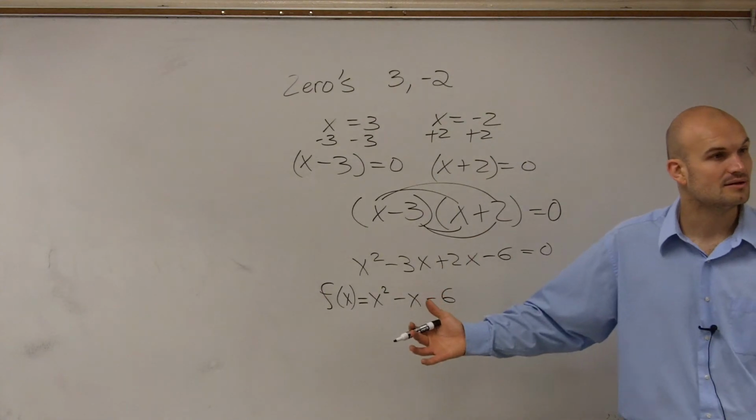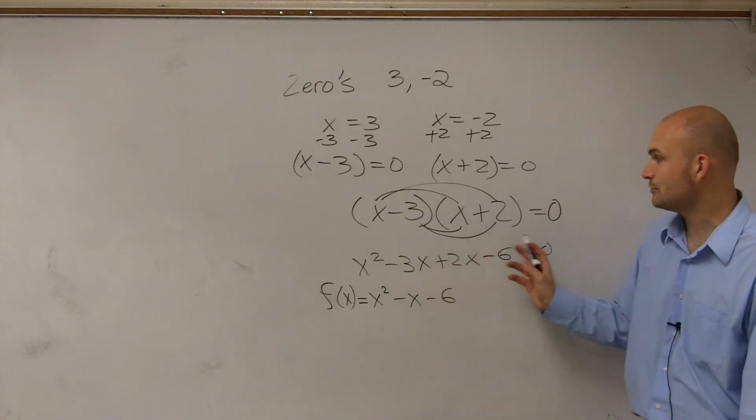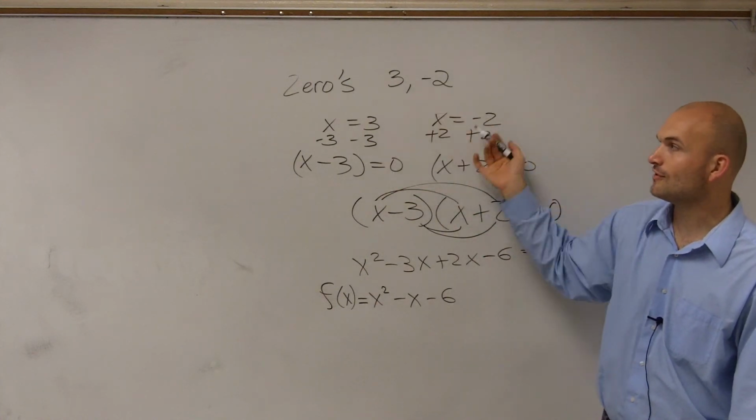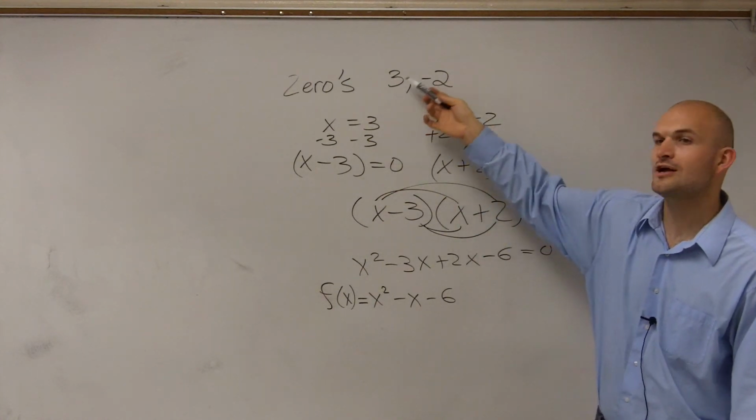And again, why? Because when I set that equal to 0 and factor it, use the zero product property to separate, and then solve for x, I get my two zeros, 3 and negative 2.